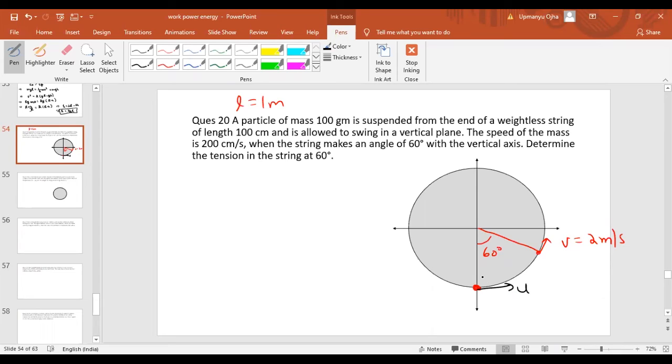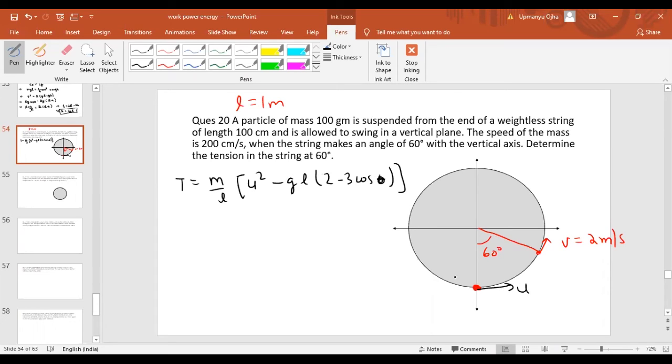Or simply you can use the derivation which we have done, that tension at any point will be equal to m by l times u square minus gl times (2 minus 3 cos theta). But here u is the initial velocity at the bottom, while the velocity at this point is given to us, which means we have to find the initial velocity u. If we can find this u, we can directly use this formula and get the tension at any point. But we have to first find the u here.